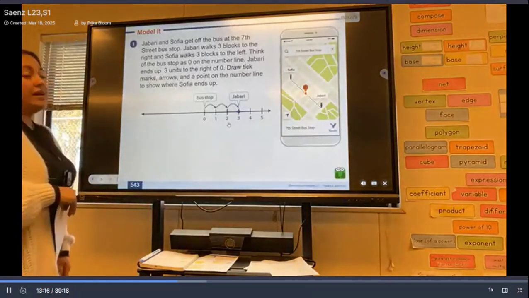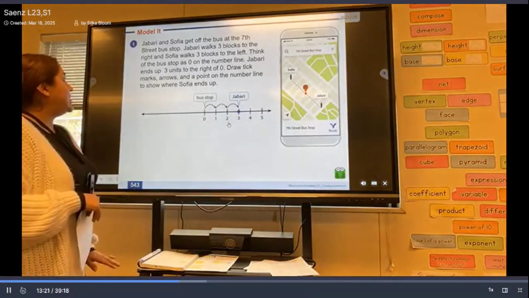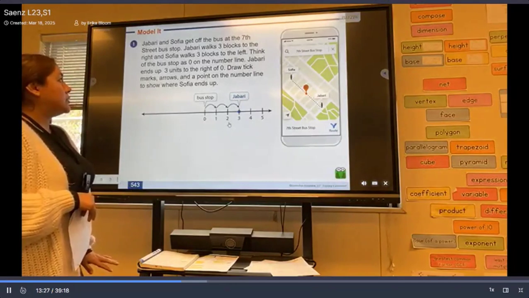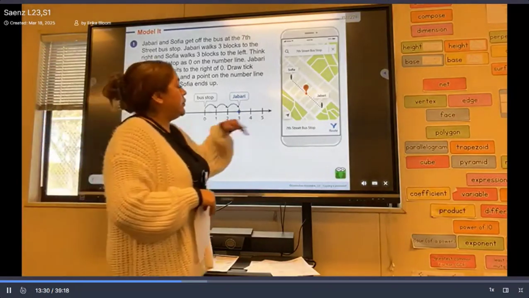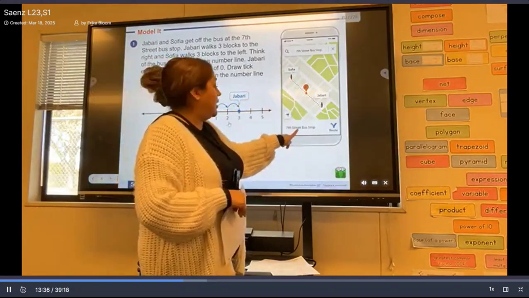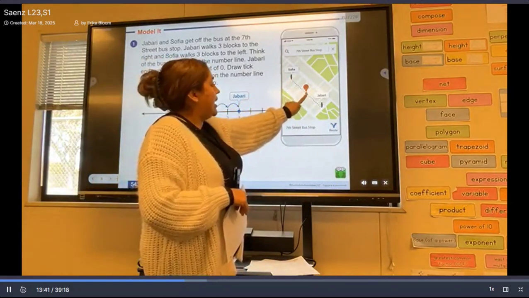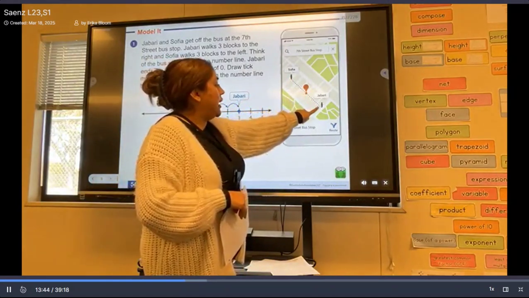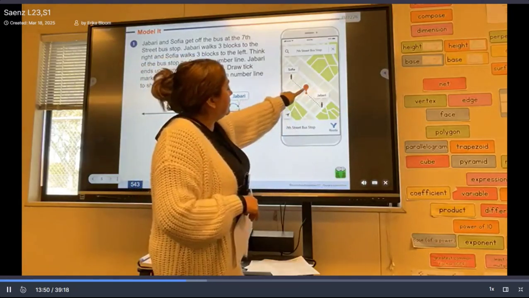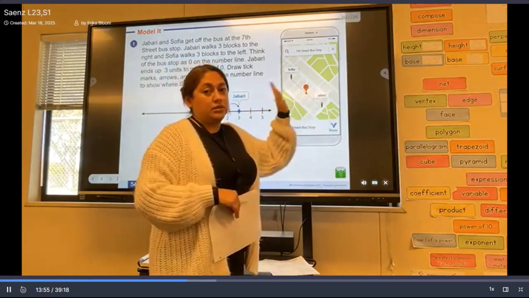Okay. Again, follow along as I read. It says, Jabari and Sophia get off the bus at 7th Street bus stop. Jabari walks 3 blocks to the right, and Sophia walks 3 blocks to the left. So if we notice, yes, we could see that this whole street right here is 7th Street. The drop-off point is where the bus stop is. And indeed, we can see that Jabari is walking to the right, as Sophia is walking to the left. And if you notice, each of these is a block. So Jabari walks 3 blocks to the right, Sophia walks 3 blocks to the left.